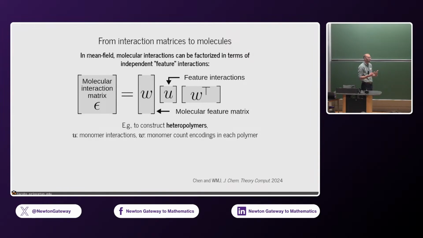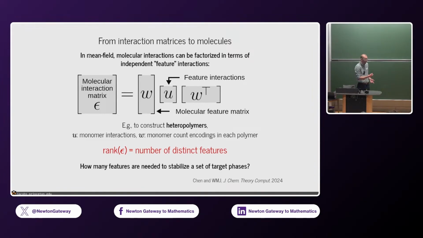So if we're looking for the simplest molecular representation of these interaction matrices, we should be trying to minimize, in general, the rank. This is a measure of the complexity of these interaction matrices. And we wish to know, for a particular design problem, trying to encode these compositionally distinct phases, how many of these features would we actually need?